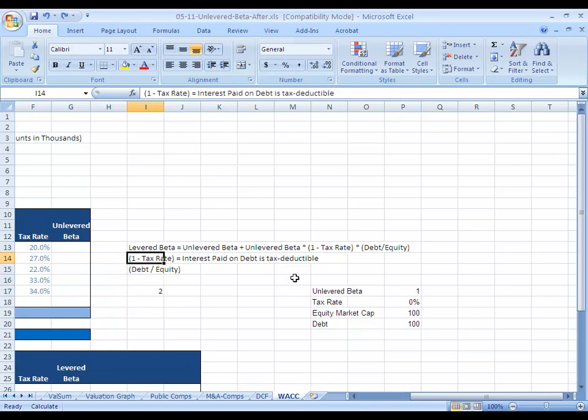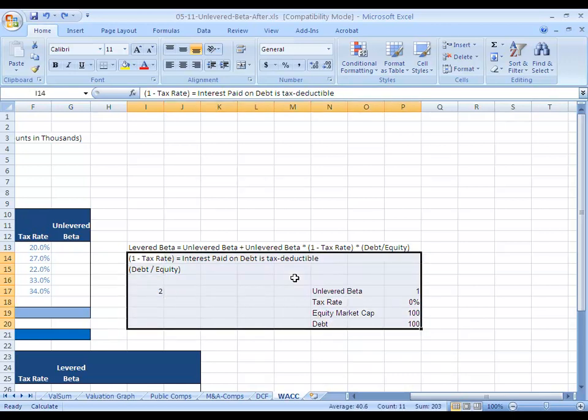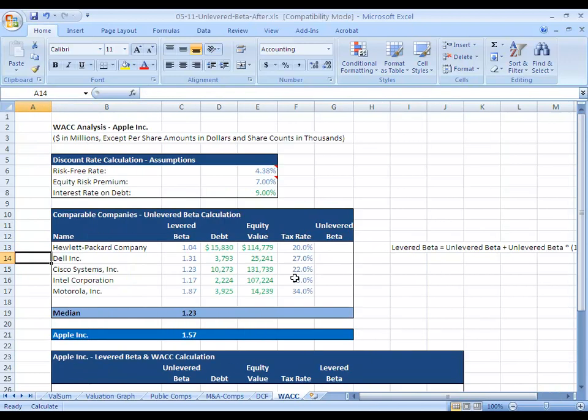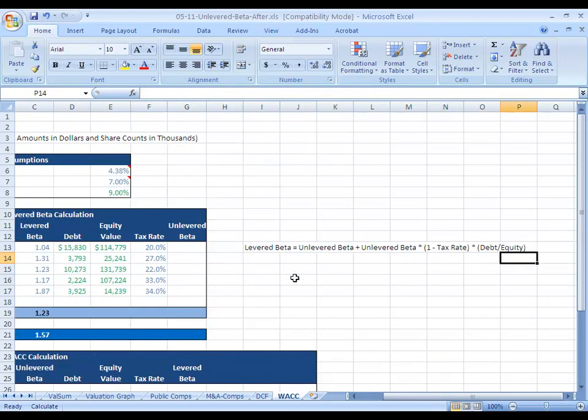So that's an overview of the levered beta and unlevered beta formula and why we use this exact formula when we're actually calculating levered beta and unlevered beta for our purposes in cost of equity. With that explanation out of the way, what I want to do now is show you the formula that we're going to use to find unlevered beta here.